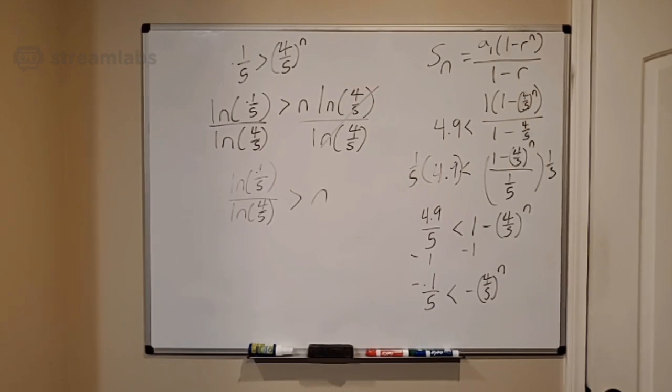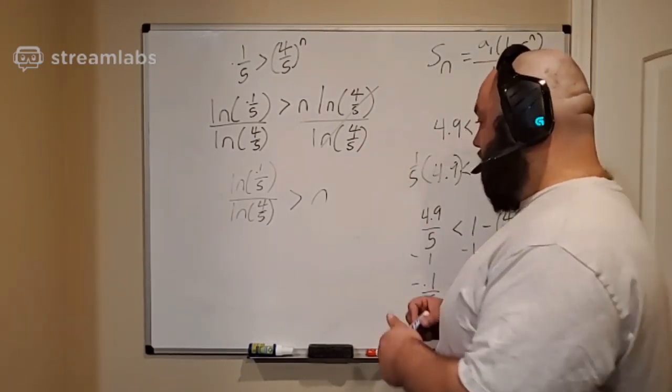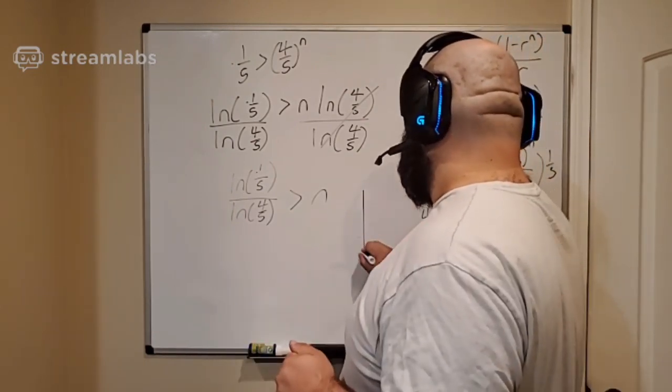ln of 4/5 is negative. There you go, Michael. Why? Who just knows that? Because you should know what ln of 1 is. What's ln of 1? 0. You should also know what your graph of ln looks like, which you'll see in a second.